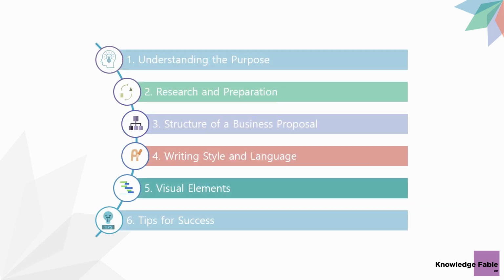Now let's move on to number 4, writing style and language. When it comes to writing your business proposal, clarity and professionalism are key. Use concise language, avoid jargon words, and be specific about the benefits your proposal offers. Make sure to proofread and edit your proposal thoroughly to eliminate any errors or typos.